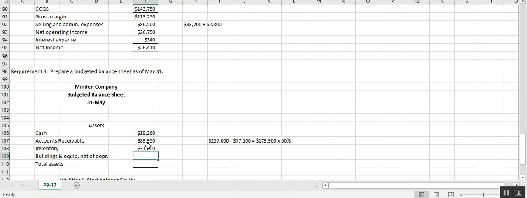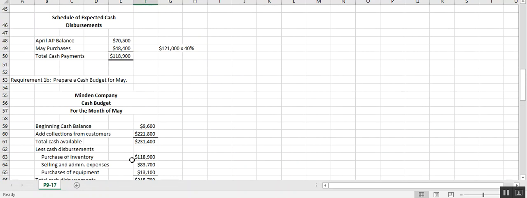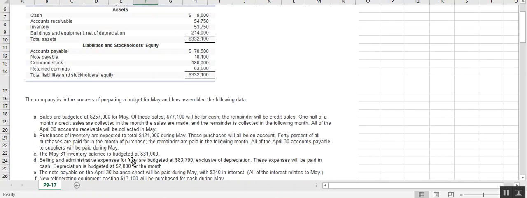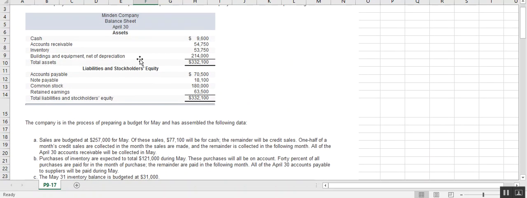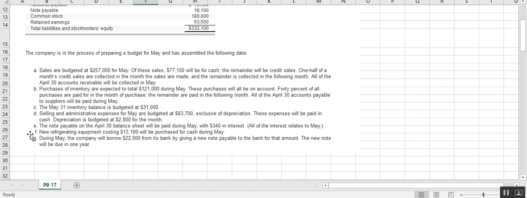Buildings and equipment, net of depreciation. This one we have to be a little careful on. Normally we would just get that off of the balance sheet. So buildings and equipment net of depreciation, there's $214,000. But I remember we bought a refrigerator, I think, yes. Item F, new refrigerating equipment costing $13,100 will be purchased for cash. So that's going to add to our equipment balance. So we're going to take the previous equipment balance and add that $13,100.